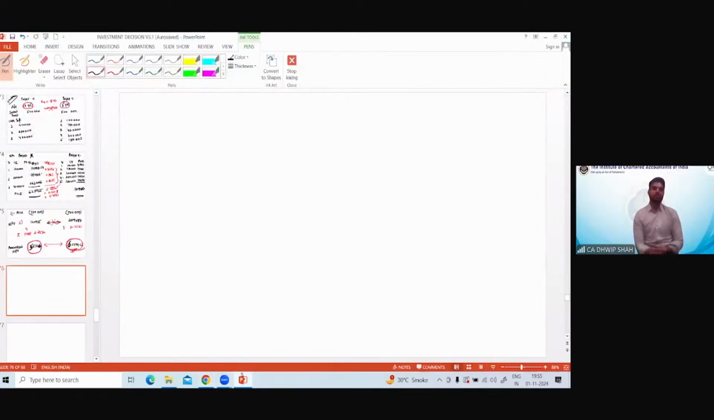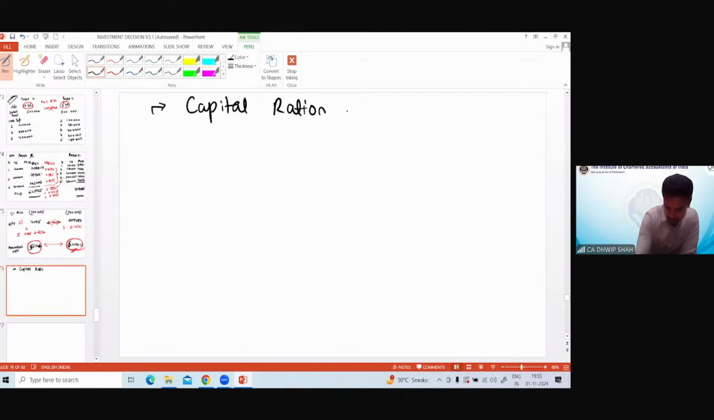So the last topic of this chapter is a topic called capital rationing. And here rationing means constraint, restriction or limitations.